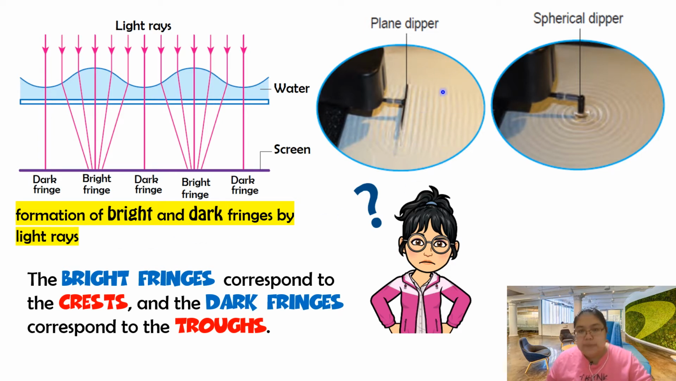This one is a plane dipper, and it produces dark and bright straight lines. This one is circular. You can see the bright one is a crest, then after that the dark one is a trough, and they continue. Now let's see the explanation. The bright fringes correspond to the crests and the dark fringes correspond to the troughs. This is just the explanation about the crest and the trough.